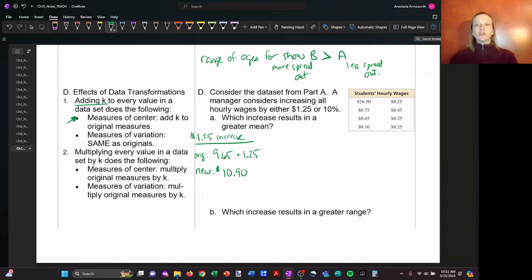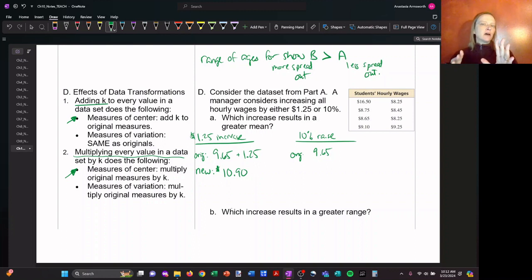If, on the other hand, we talk about a 10% raise, what will that do to every value in my data set? Well, when you multiply every value in the data set by the same number, you take your measure of center and multiply it by that same multiplication factor. So if my original average was $9.65, I'm going to take this and multiply by 10%.